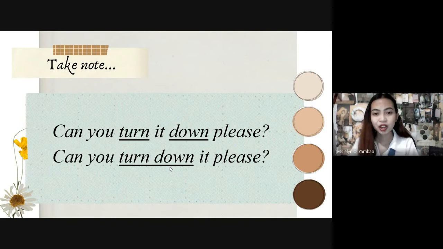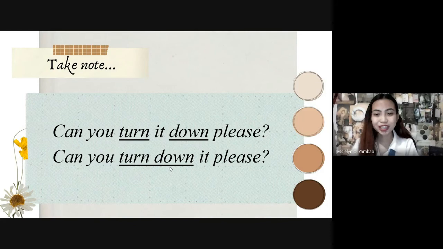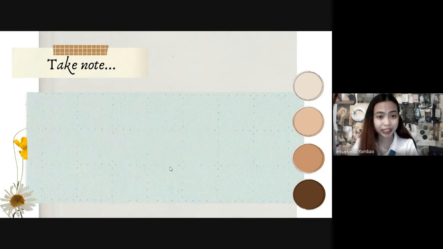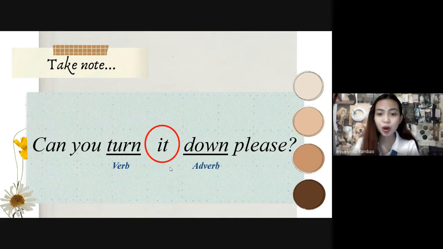It does not change. Earlier, I had mentioned that the preposition or adverb comes directly after the verb, but take note, there are times that the preposition or adverb is placed after the object or the receiver of the action. Let's take this example. Can you turn it down, please? And can you turn down it, please? Which do you think is correct? First sentence. Very good. The first one is the correct one. Why? Because when we use the pronoun it, it should be placed in between the verb and the particle, which could be either an adverb or a preposition.